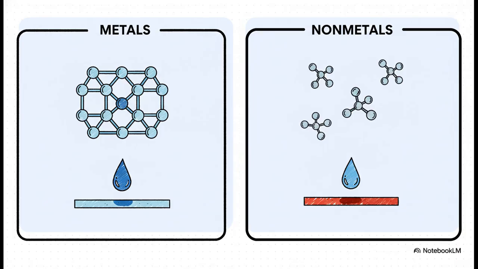Nonmetals have way higher electronegativity. They are real electron hogs. Their oxides, when they react with water, form acids, which is why we call them acid anhydrides. And structurally, they're all about forming individual molecules, not those big shared metallic grids you see in metals.